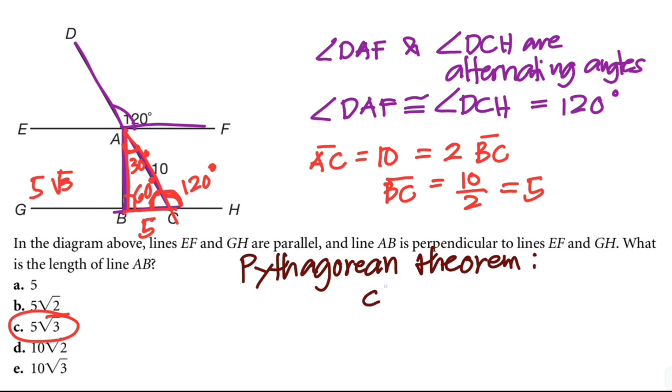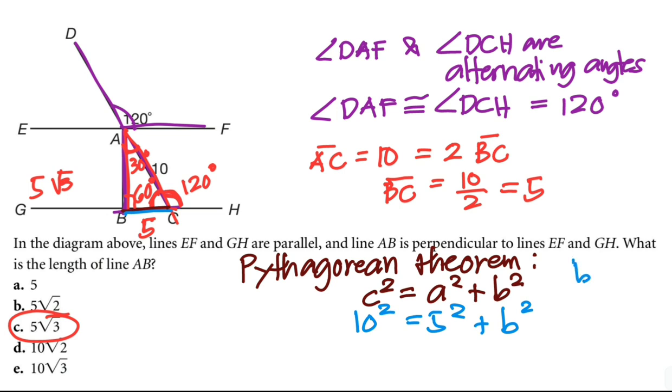Which is the square of the length of the hypotenuse is equal to the sum of the square of the two legs. Since we already have the value of the hypotenuse and the other leg, then we can just simply solve for the missing leg. So we can just simply plug in the given values, that is 10 squared equals, let's say this is A is 5, so 5 squared plus B squared. B squared here is, let's say B is leg AB. Now you can solve for B, that is 10 squared minus 5 squared.